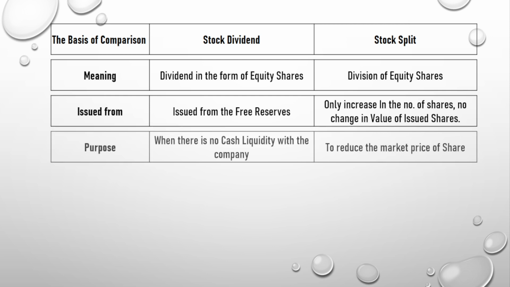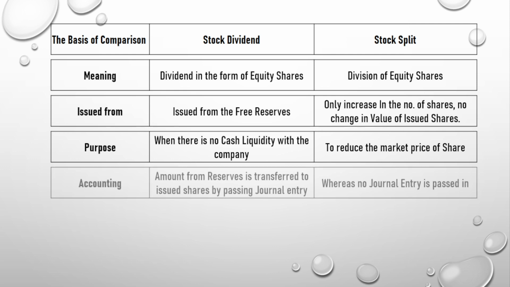The main reason for a stock dividend is a shortage of cash flow in the company, whereas the main purpose of a stock split is to reduce the market price of the shares. A journal entry is passed for a stock dividend, debiting the reserve and crediting the issued share capital, whereas no journal entry is passed in case of a stock split, only the details are mentioned in the issued share capital.